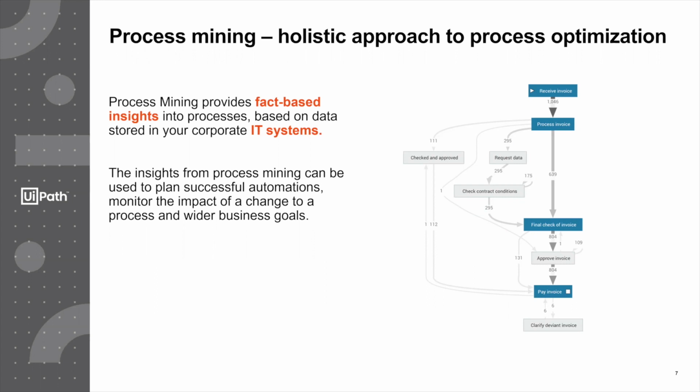So most companies, for instance, have an ERP system that tracks everything that's been done, for instance, in a financial process. When an invoice is approved, when an invoice is received, that is recorded in that system, and that is the information that we use in order to execute process mining.